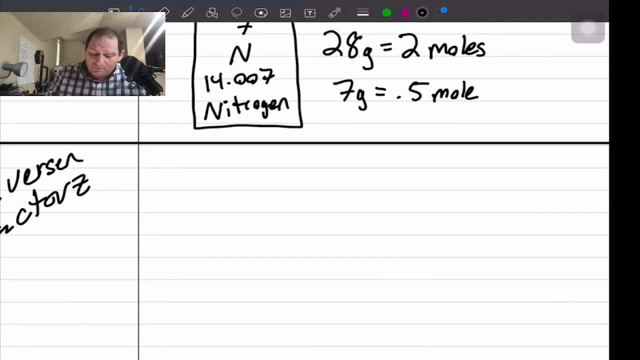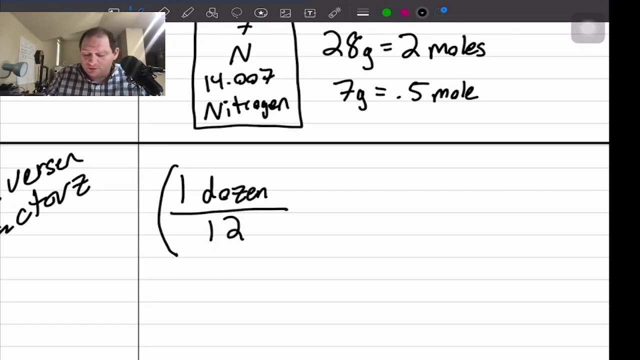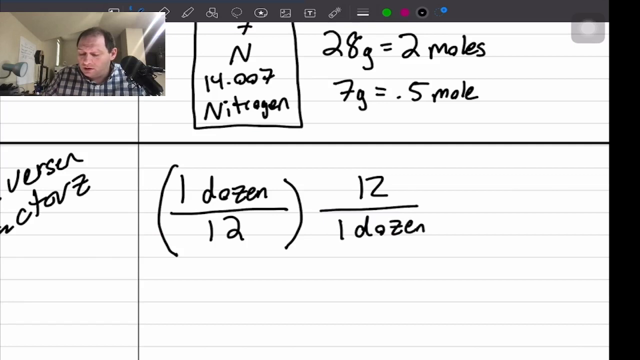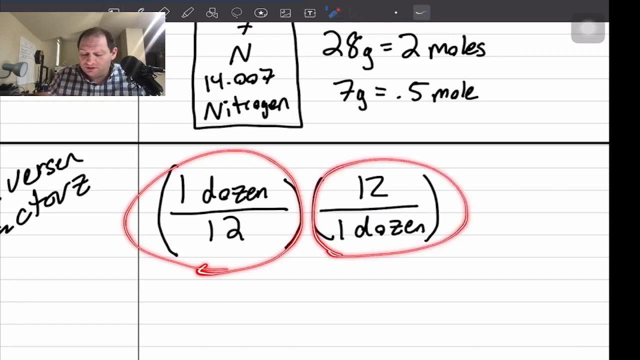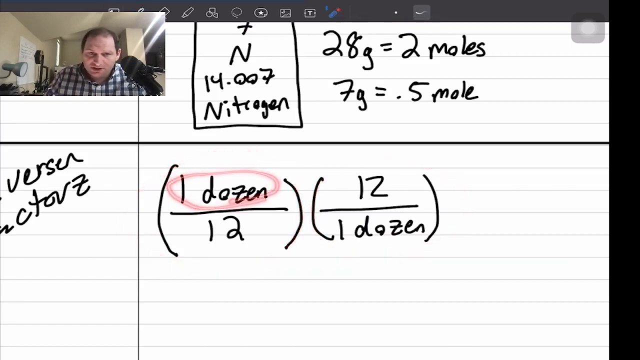So let's give an example. If we have 1 dozen, it's equivalent to 12 items, right? I can also write this as 12 over 1 dozen. This is equal to this. 1 dozen is equal to 12. It's like 1 over 1 equals 1. So this has a value of 1. This has a value of 1. Because 1 dozen means 12. So if you have 12 over 12, it equals 1.